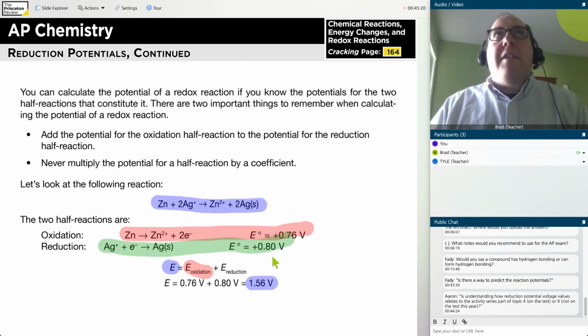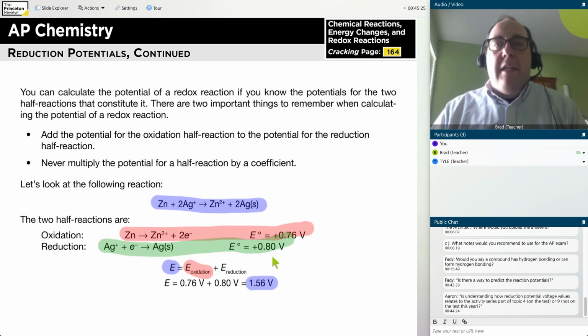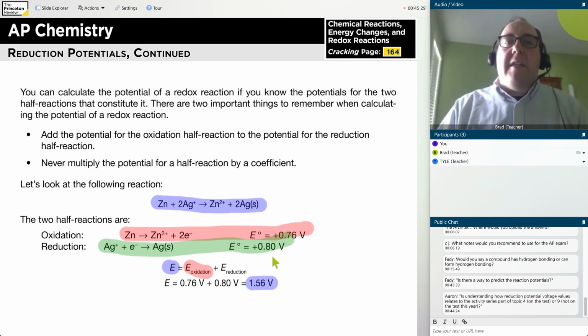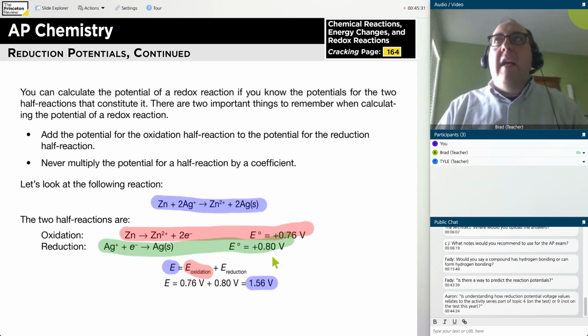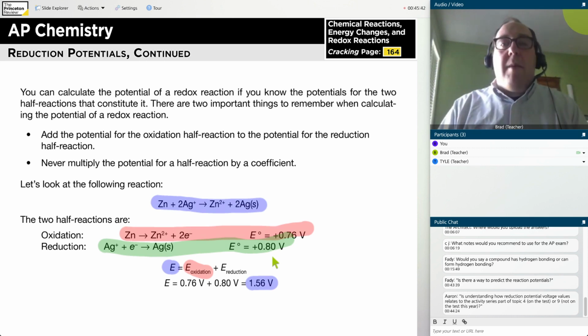You know what? I don't know for sure off the top of my head where the activity series falls in the units. So I can't answer that question because I don't know where the activity series is. There is a connection between those topics, but if that activity series is part of Unit 9, the applications of thermo, then I would expect it to not be on the exam this year. But I don't know what unit it's in off the top of my head. I'm sorry about that.